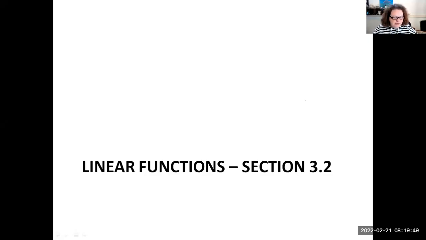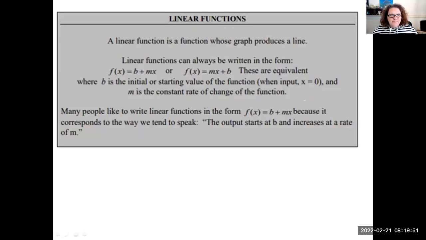This is section 3.2. I'm going to read this, hopefully it will make sense to some of you. A linear function is a function whose graph produces a line, period. Linear functions can always be written in two forms. In high school, you were told that f of x is equal to mx plus b.